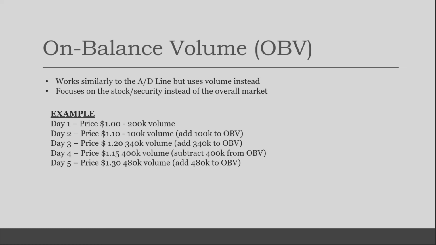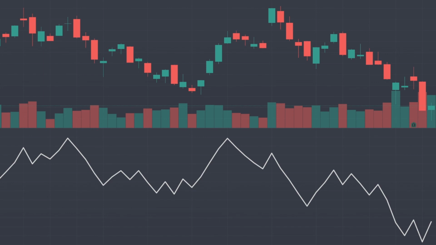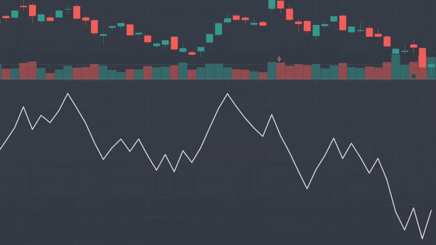This is where it gets important. On day number 4, the price decreased in comparison to day number 3 as we closed at $1.15. Despite the volume being greater than day number 3, we would still subtract day number 4's volume from the OBV, meaning we would subtract 400,000 from the OBV value. Let's have a look at how the OBV looks on a chart. After adding the OBV indicator to your chart, it should look something like this.